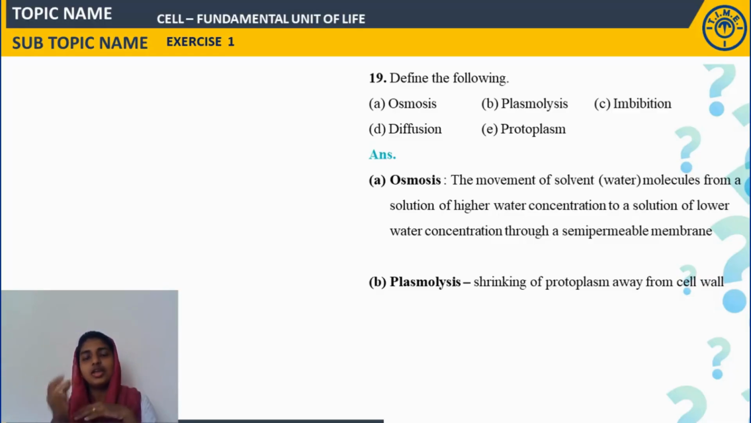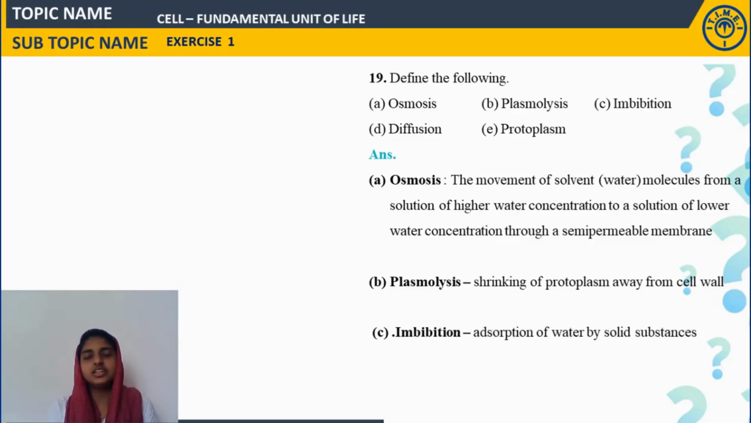Or in more accurate terms, imbibition is the movement of water into a solid substance, or the absorption of water by a solid substance. For example, when we place seeds inside water for germination, water starts to move into the seed. So actually, the seed, which is a solid substance, is absorbing the water. Okay, so that is imbibition. Okay, students?